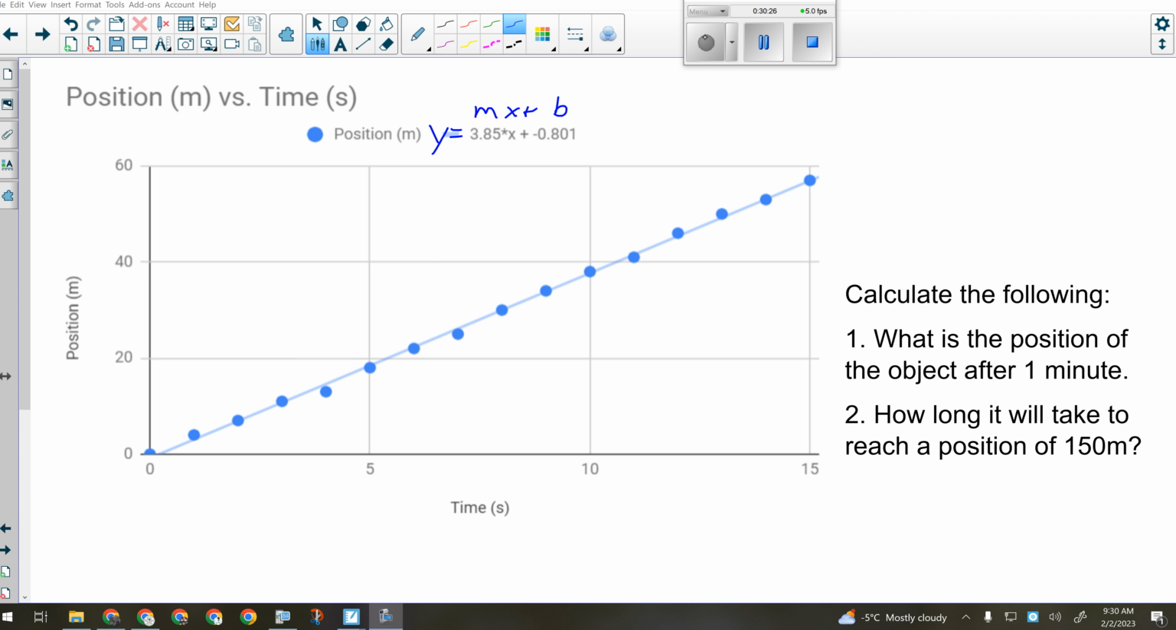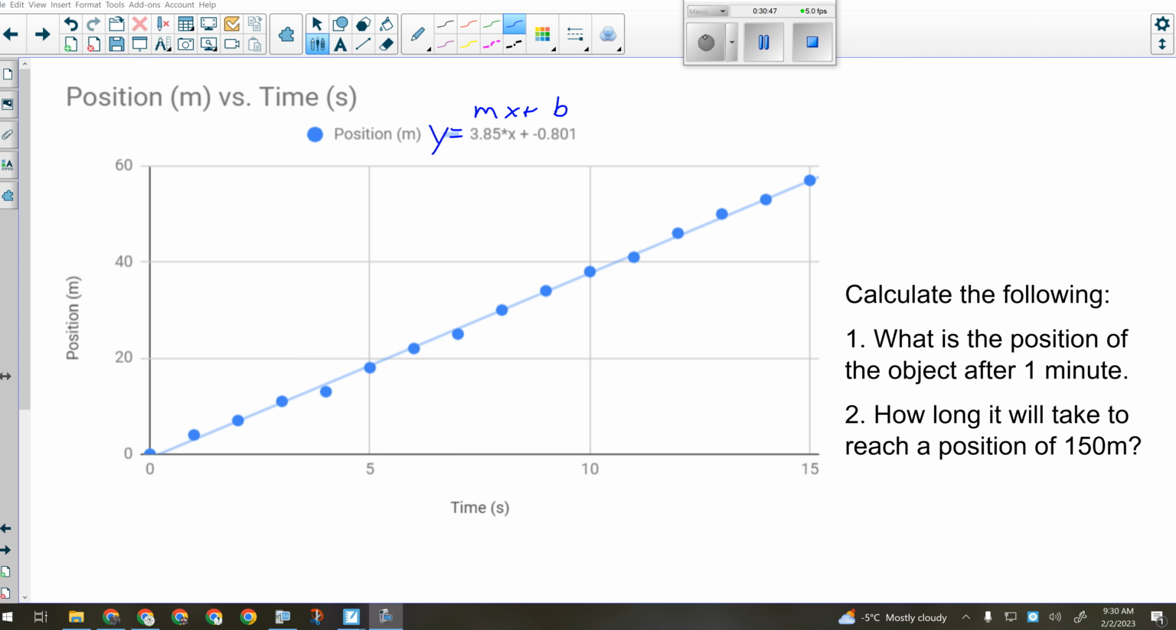Okay, so for question number 1, they want to know the position of the object after 1 minute. What part of the equation are they wanting me to calculate? We're trying to find y. Right, because we have x. We're given a time, and they say find the position. Position is on the Y-axis, so we're looking for a Y value.